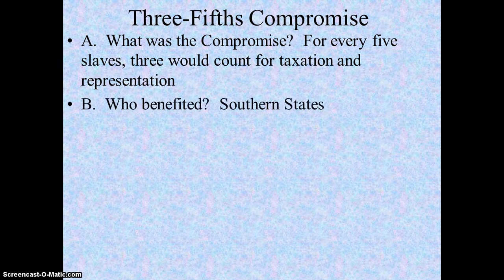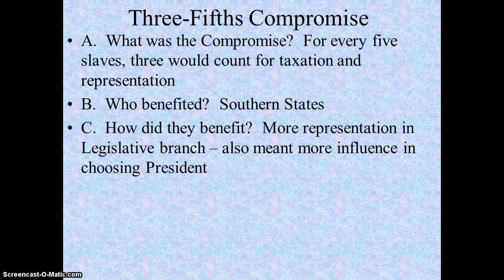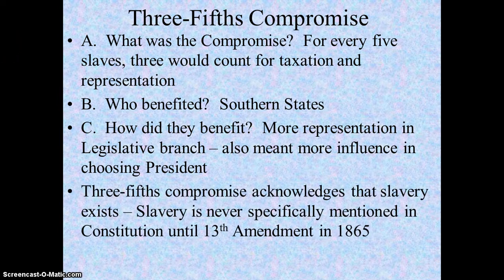Who benefited? Southern states. How do they benefit? More representation in the legislative branch also meant more influence in choosing the president. The 3/5 Compromise acknowledges that slavery exists. Slavery is never specifically mentioned in the Constitution until the 13th Amendment in 1865 after the Civil War.